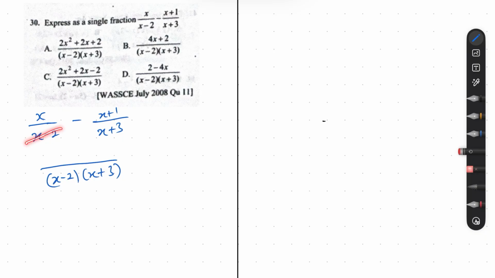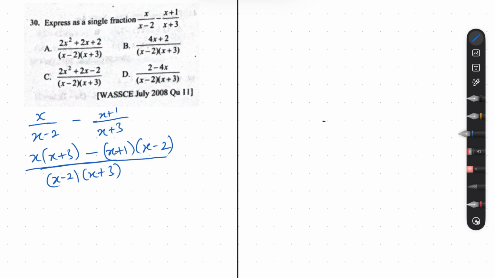So now, the denominator x plus 3 goes into the common denominator how many times? Once, so this x plus 3 will multiply this x. Similarly, x minus 2 would go here and cancel, and this x minus 2 multiplies x plus 1. So we have x multiplying x plus 3, then minus x plus 1 multiplying x minus 2.